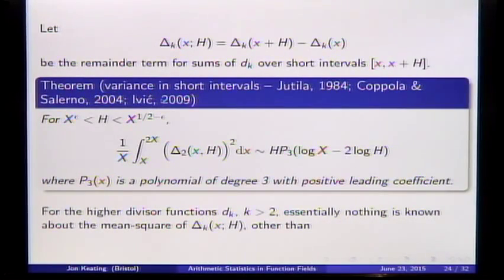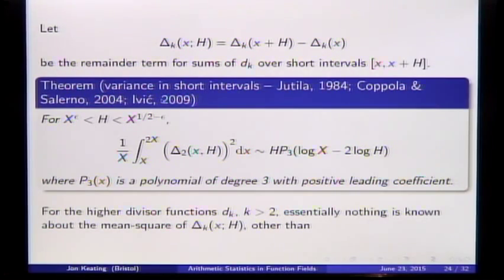So we're going to be looking at sums of the divisor function in short intervals, intervals of length h, because it's only in this setting, as I'll show you, that one gets interesting statistics on the function field side. So we're going to get the sum all the way up to x plus h, subtract off the sum up to x, and look at that difference, which is delta k of x and h.